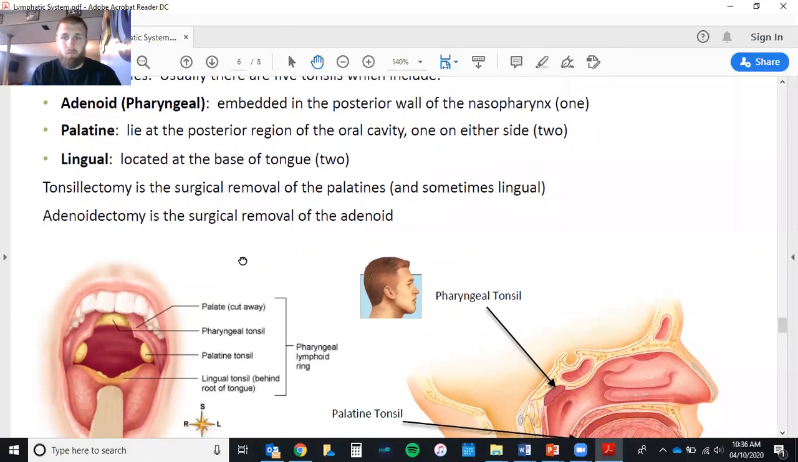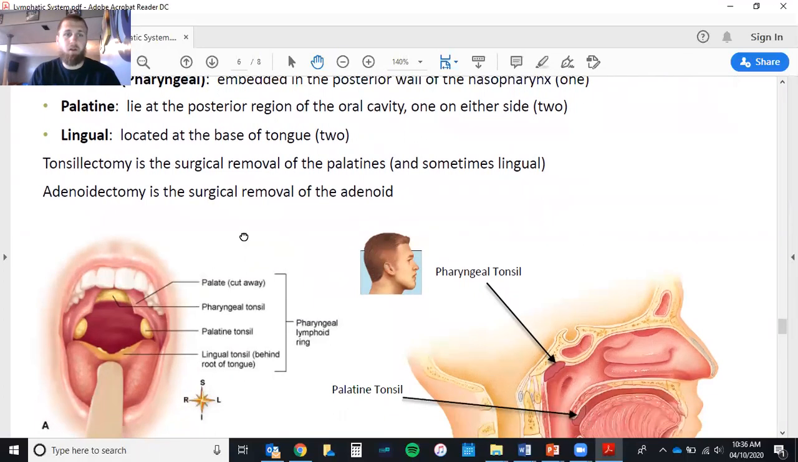Okay. The two palatines are on the left and right sides of the back of our mouth. These are the ones that are typically removed when somebody has a tonsillectomy. These are the ones that, when you open your mouth and say, ah, when you go to the doctor, this is what they're looking at. And they can be a nuisance, becoming really big and cutting off that, what we call fauces, the opening into our throat from our mouth.